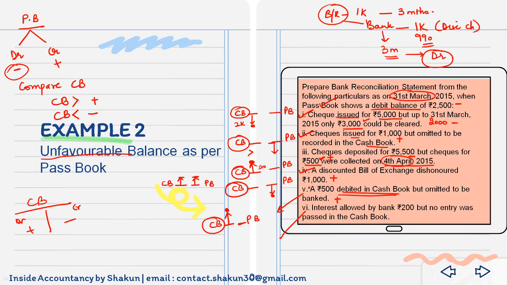Okay, the last transaction, we've talked about the fifth one. Again, cash book balance and passbook balance. Interest allowed by the bank 200 but no entry was passed in the cash book. Bank allowing us interest will increase our account. So our passbook is greater. Cash book is lesser. Since it is lesser, it's a negative transaction. So we have talked about all the transactions here in detail. As we can see, we have four transactions in plus and three transactions on the minus side.